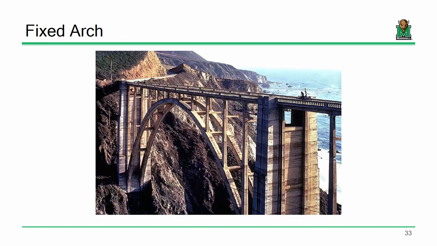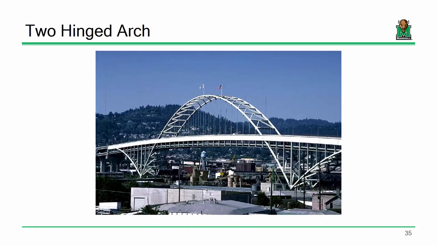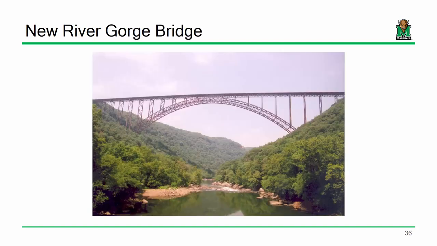Just some other options. We've got fixed arch structures, and just looking at different arches, we have a tied arch, which is essentially connecting the bottom ends of this arch and creating a little bit of tension in the system. We have two-hinged arches, hinging the bottom support on each end. I have a feeling at least some of you have seen this bridge before. Never.